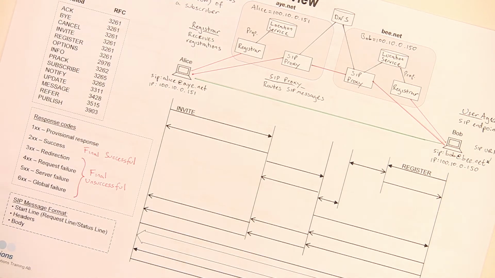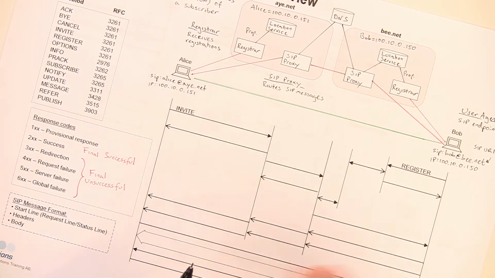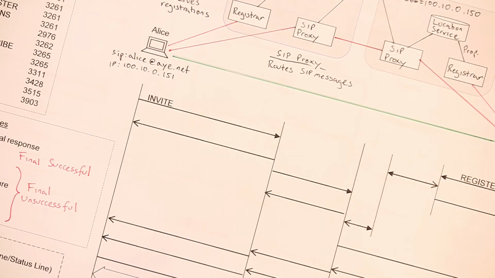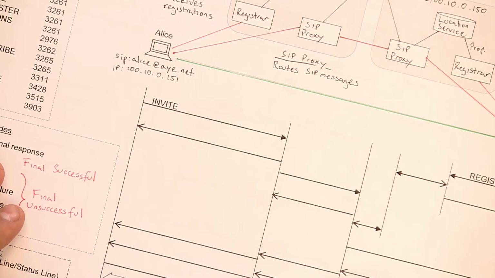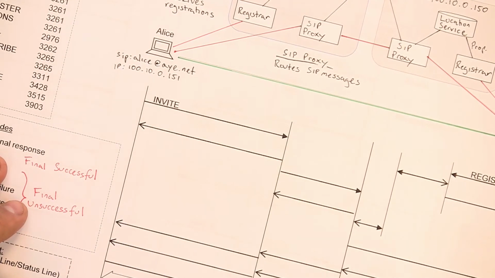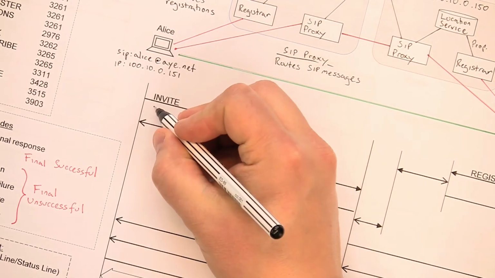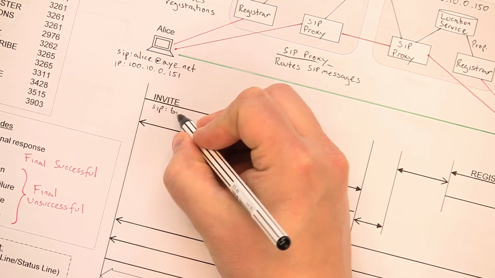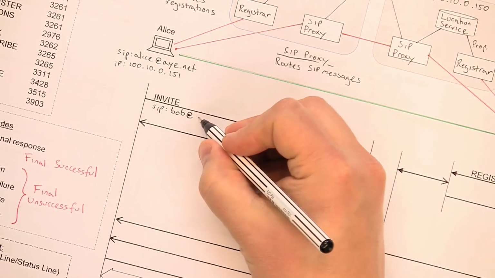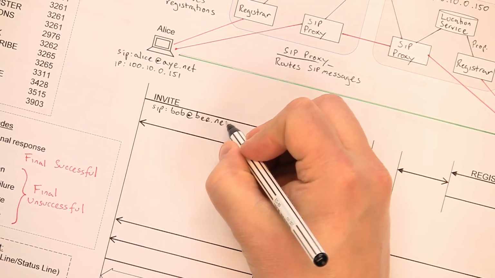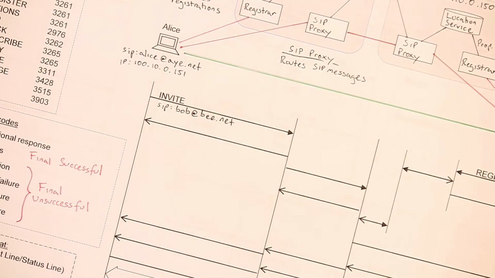So if I take my black pen here, put my red away, this invite, I can zoom in a little bit more for you so it's easier to read. This invite is sent from Alice to Bob. That means the address that points it in the right direction will be bob@b.net. So here it says invite SIP Bob at b.net.